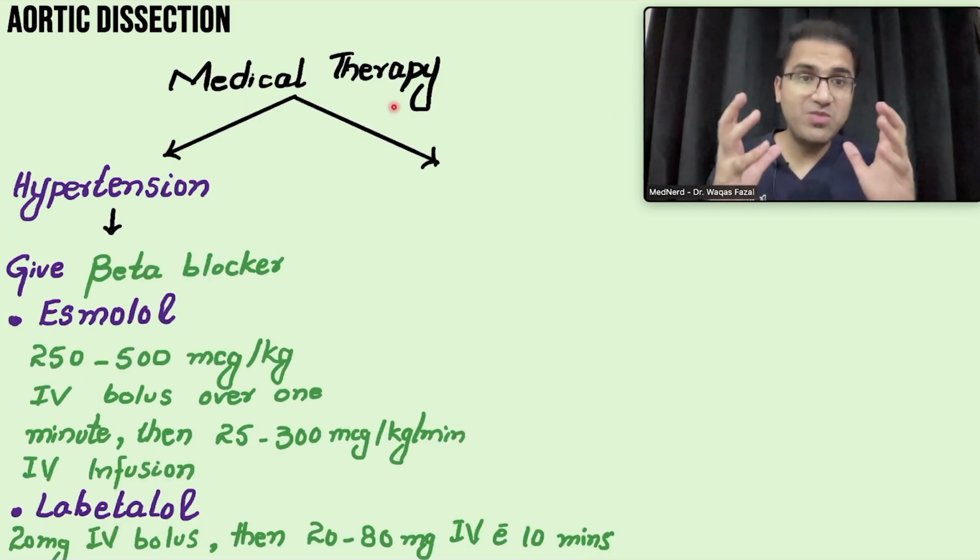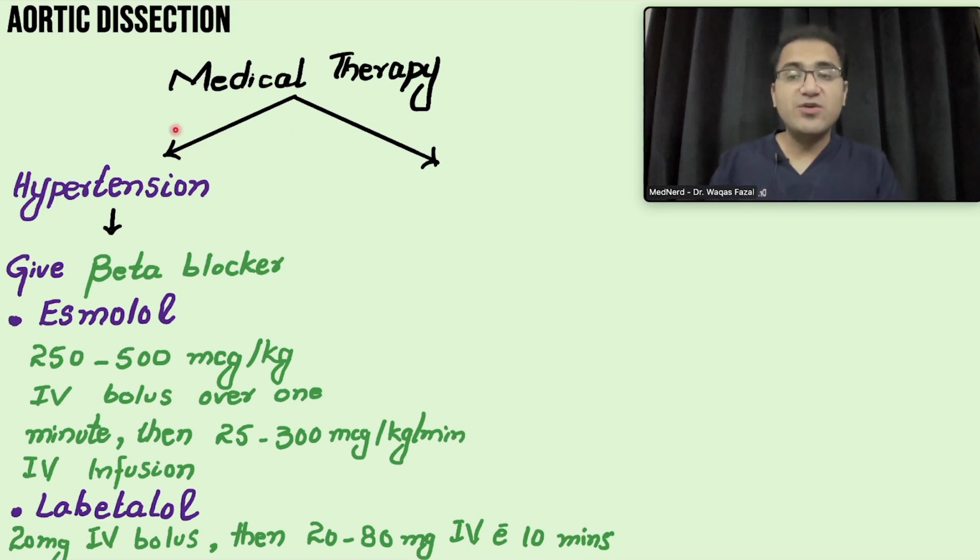Now, how do you control blood pressure in these patients? If the patient is having hypertension, you give a beta blocker like esmolol or labetalol. Esmolol 250 to 500 microgram per kg IV bolus over 1 minute, then 25 to 300 microgram per kg per minute IV infusion, and you titrate accordingly.